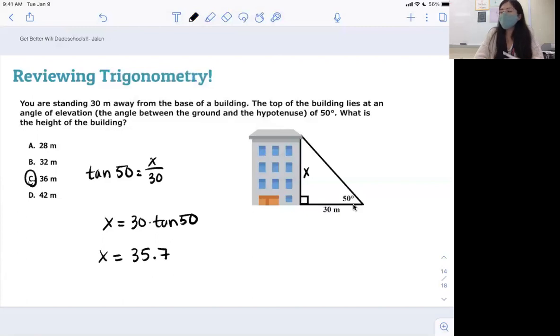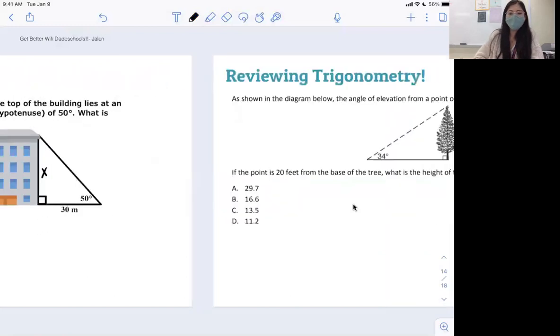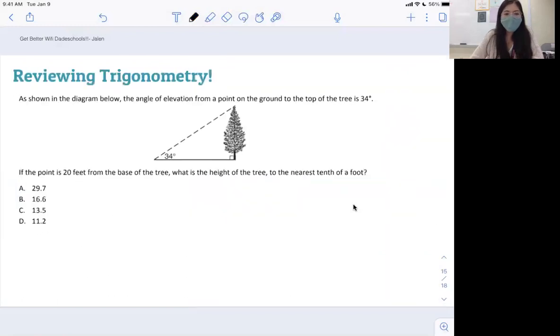Questions on using the sine, cosine, tangent? You're enjoying yourself over there. Face forward, please. Focus. Okay.